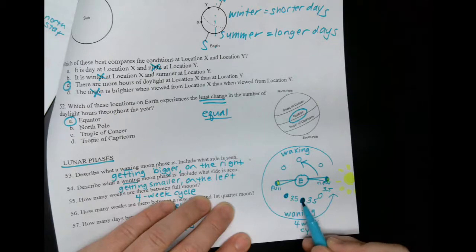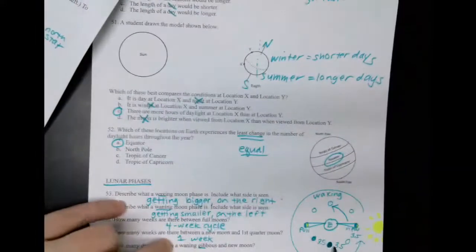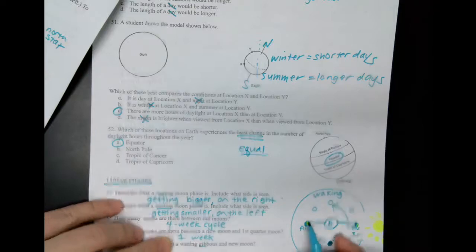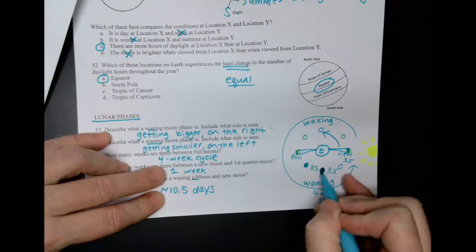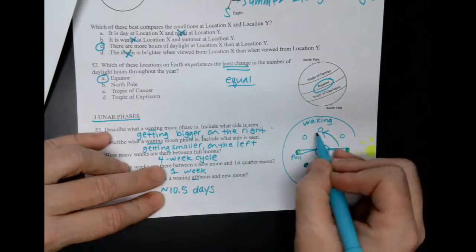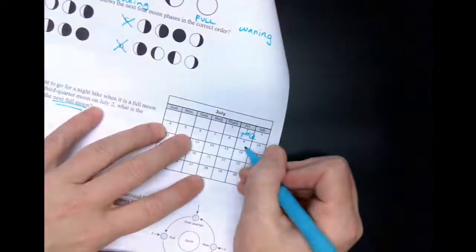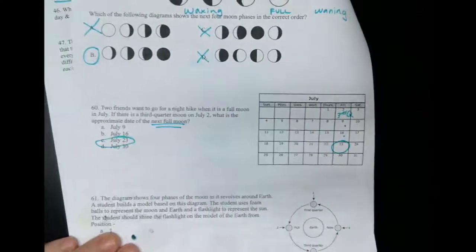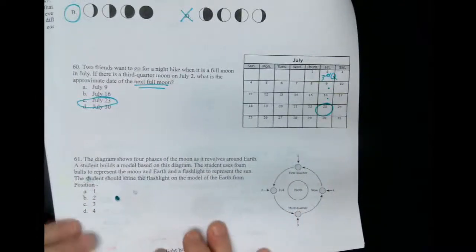How long does it take to go from third quarter to a full moon? So third quarter, 1 week, 2 weeks, in 3 weeks. Here's my third quarter, 1, 2, in 3 weeks we will be at a full moon. So 1, 2, on the 23rd, it is a perfect time for a night hike and seeing a full moon.